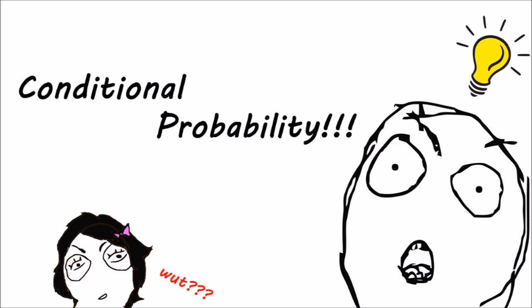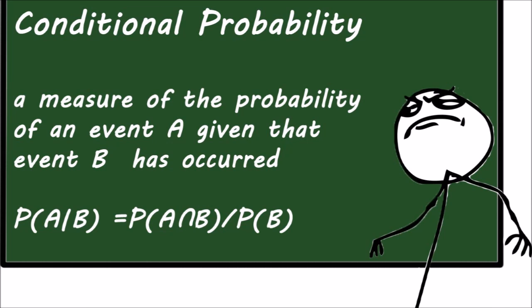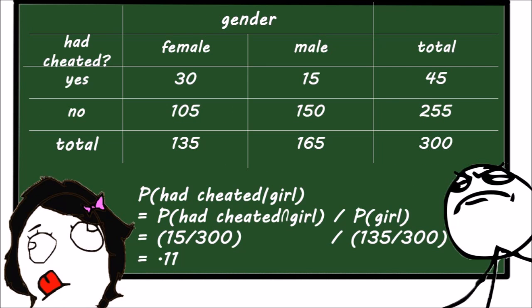Conditional probability is the measure of the probability of an event A given that event B has occurred, calculated by P A if B equals P A and B divided by P B. For example, based on the table, event A is had cheated, event B is girl. Wait, I think I can give it a try. So the probability of you had cheated before if you are a girl is P had cheated if girl equals P had cheated and girl over P girl, right? So 15 over 300 divided by 135 over 300 equals 0.11.